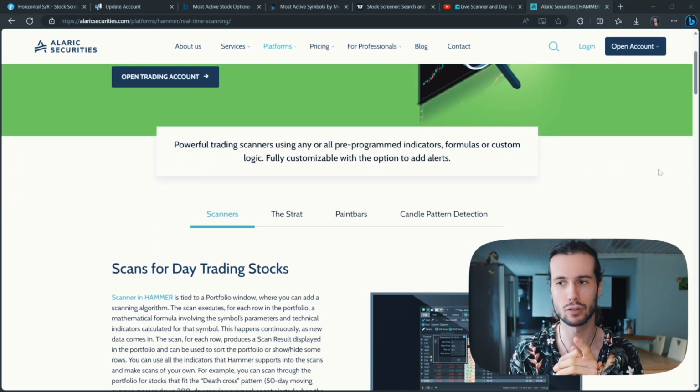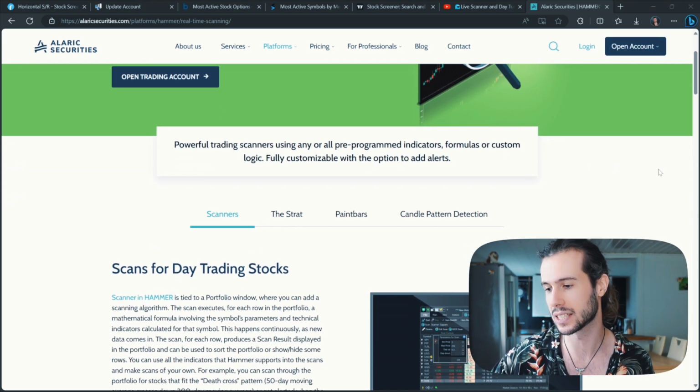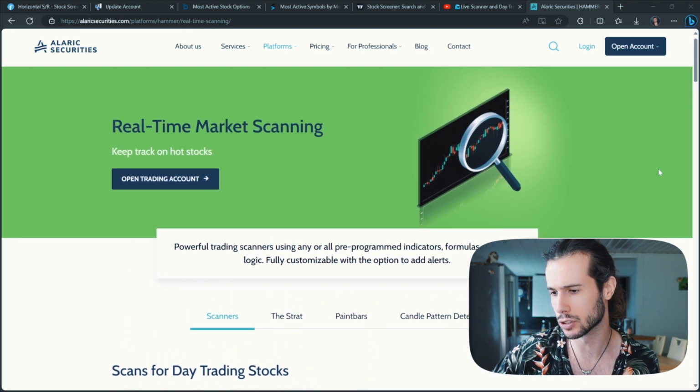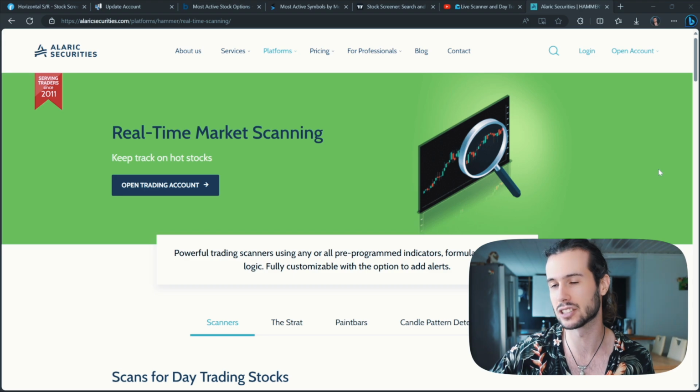Just putting it out there for those who might be interested in a scanner that has unusual volume, a high momentum scanner, top gainers and losers, and all other advanced possibilities.